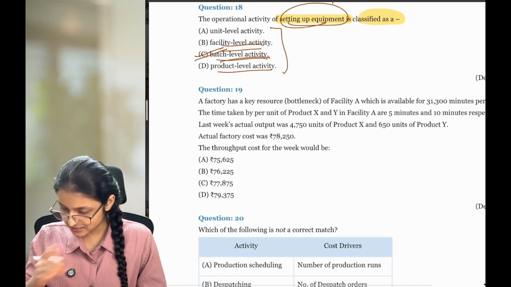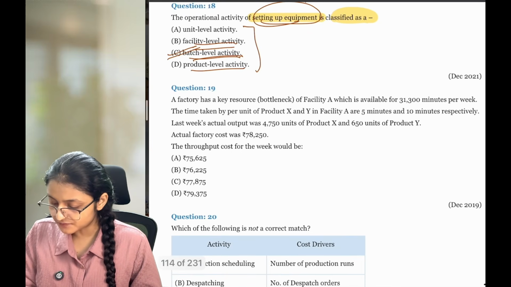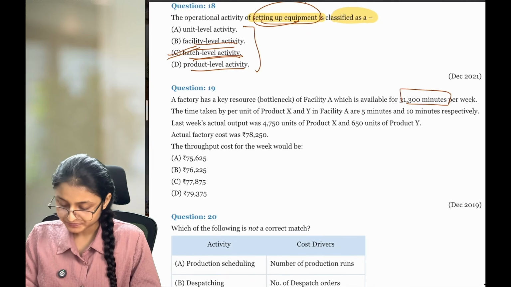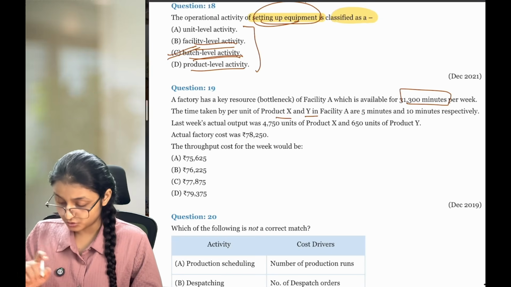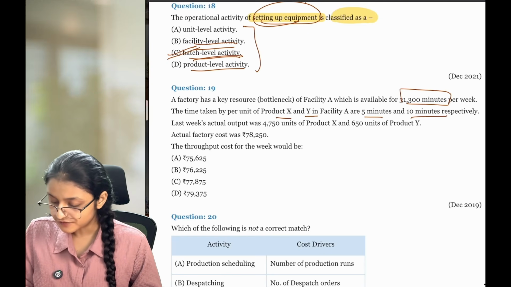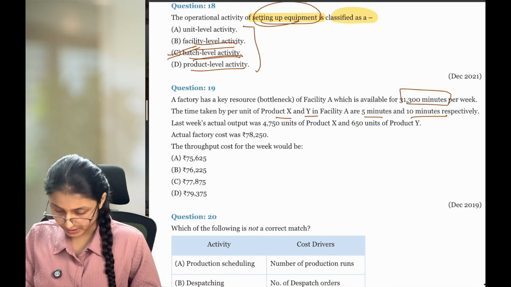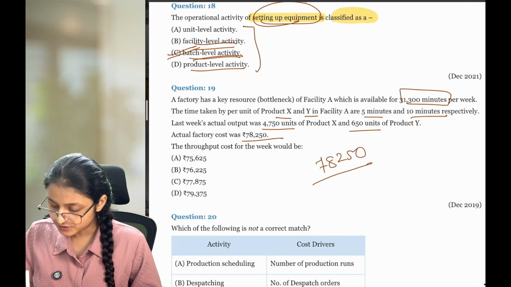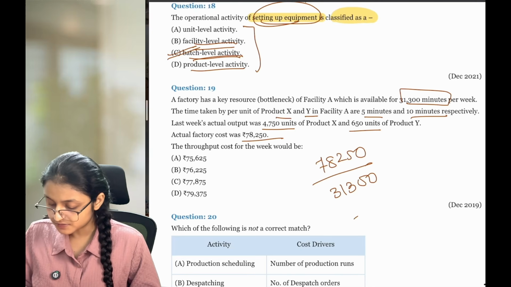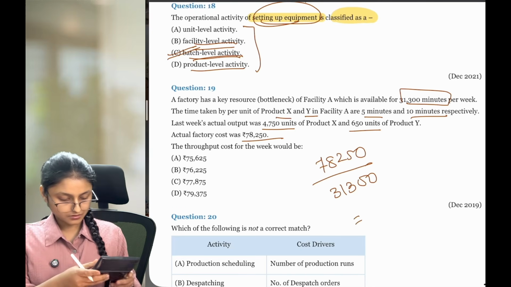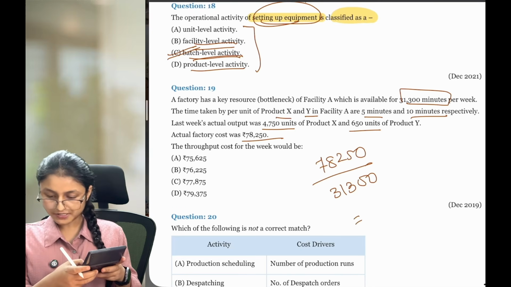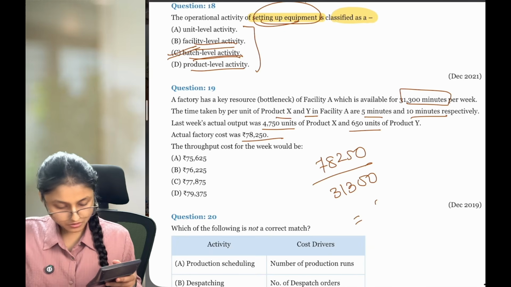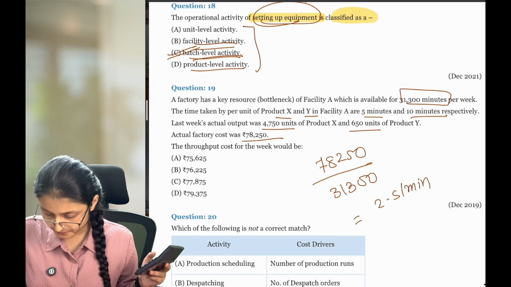A factory has a key resource bottleneck of facility A, which is available for 31,300 minutes. The time taken per unit for X and Y, the two different products we are making here, is 5 minutes and 10 minutes respectively. And last week, these many units were produced. Actual factory cost is 78,250. So 78,250 divided by 31,300 will give you cost per minute: actual factory cost divided by total minutes available. The cost per minute is 2.5.